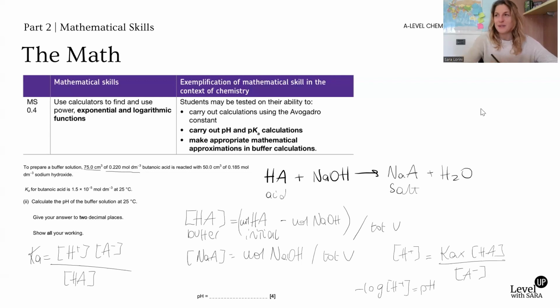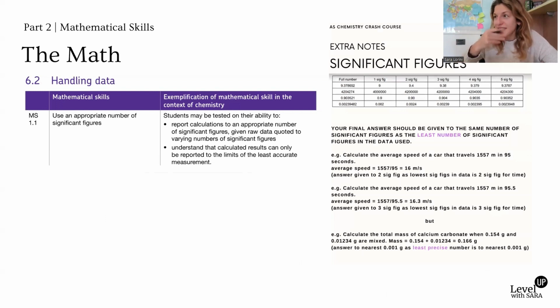Okay, so I hope you got the steps right, and I would invite you to find a value for it too. And I'm pretty sure the value is 4.93. Next mathematical skill: report calculations to an appropriate number of significant figures. I think I've talked about significant figures enough. Notice how this is important. Here I've put a little summary from the AS Chemistry Crash Course, an extra worksheet that I include, about using the correct number of significant figures.